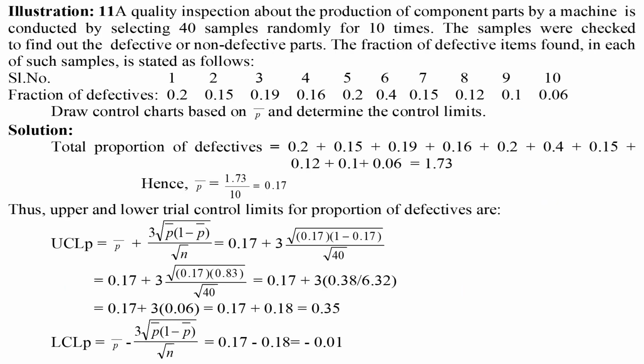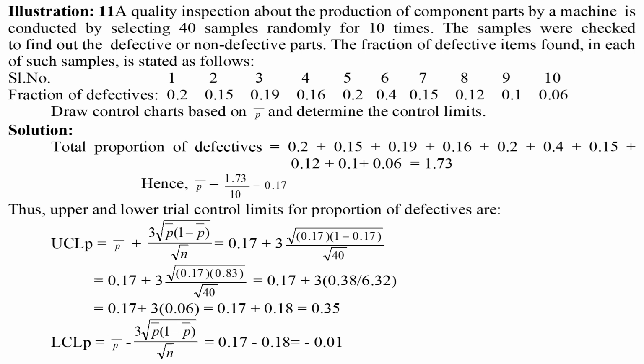Illustration 11. A quality inspection about the production of component parts by a machine is conducted by selecting 40 samples randomly for 10 times. The samples were checked to find out the defective or non-defective parts. The fraction of defective items found in each of such samples is stated as follows. Draw control charts based on P bar and determine the control limits. Solution. Total proportion of defectives equals 1.73.